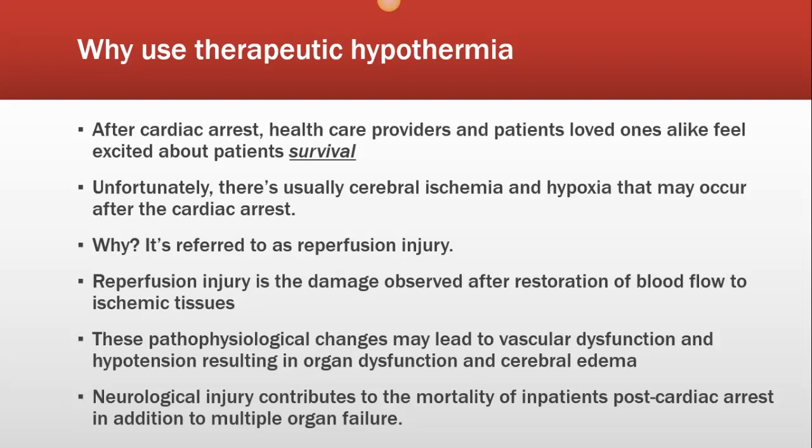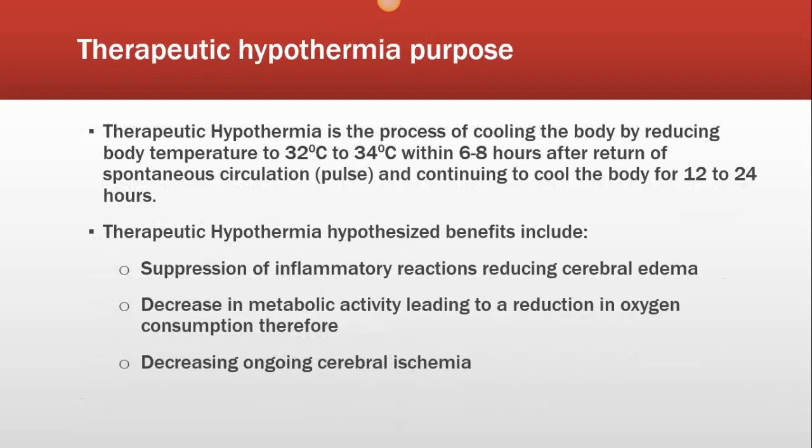So we had them, we successfully resuscitated them, but we can't forget about the fact that now there is the problem with the reperfusion injury. There's going to be neurologic and more organ damage that can happen. So we've got to do something about that as best we can. Therapeutic hypothermia is what we do now.